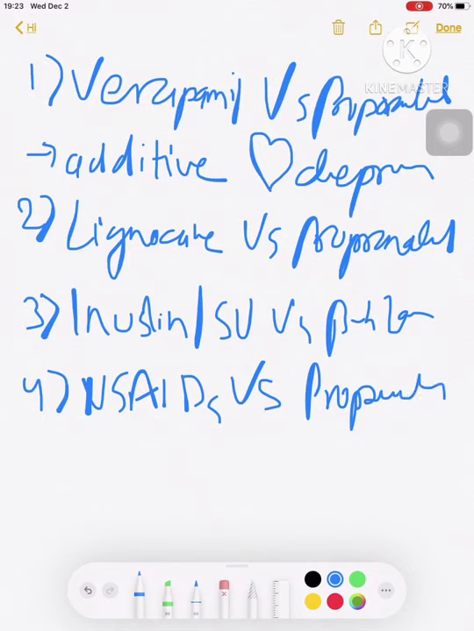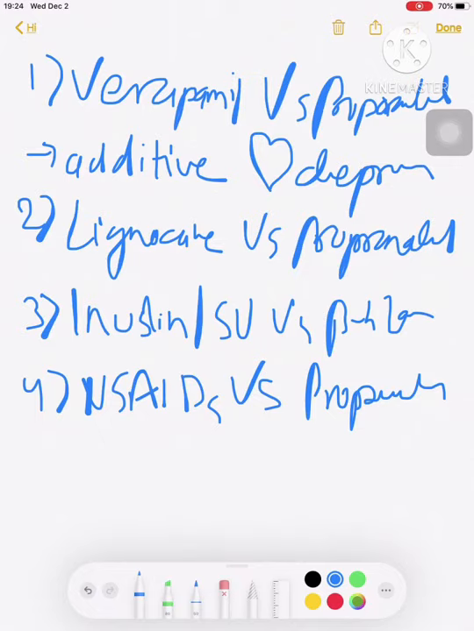These NSAIDs inhibit prostaglandin synthesis and promote sodium and water retention on chronic use. This will decrease the antihypertensive properties of beta blockers. Remember that glucagon is used if there is beta blocker overdose.